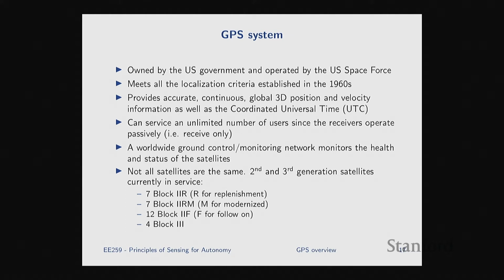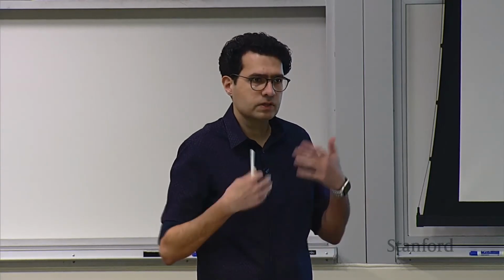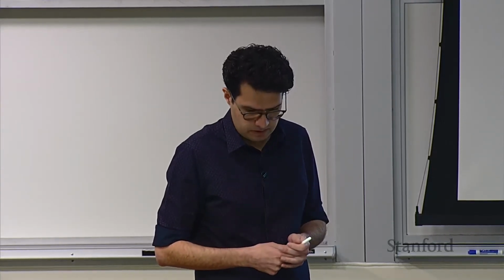So as of, I think, last year, there are 7 Block 2R. Block 2 is the second generation, and R is for replenishment. So it was some specific version of the hardware. There were 7 Block 2RM. M is for modernized, and we'll talk about what we mean by modernization. 12 Block 2F, and just 4 Block 3. So they are still launching Block 3 GPS satellites, which have some interesting new capabilities. So they're constantly upgrading the hardware, launching new satellites, adding capabilities, and so on and so forth.